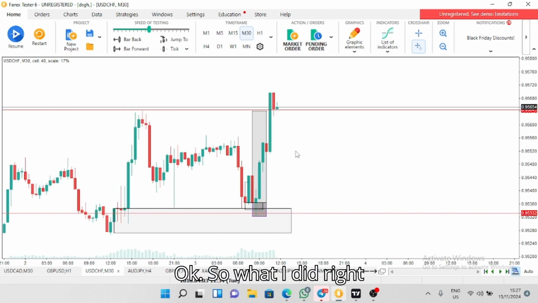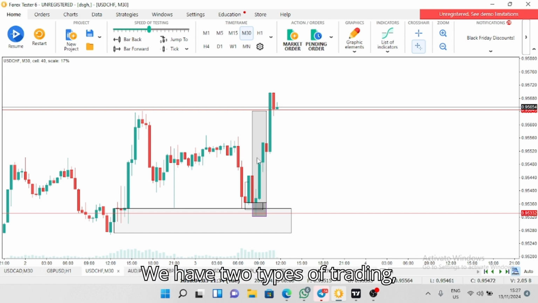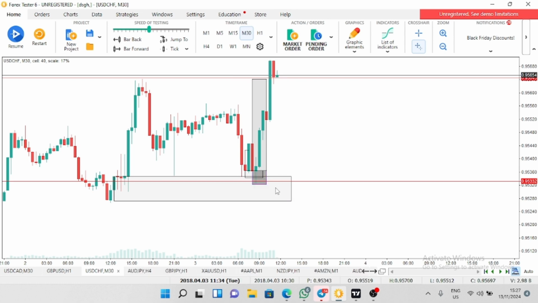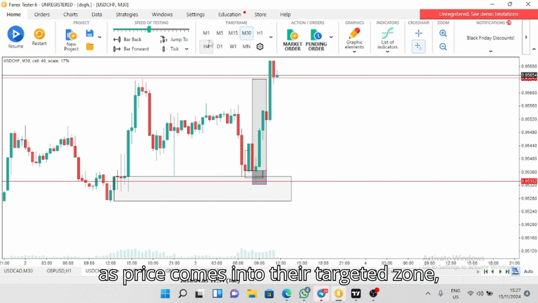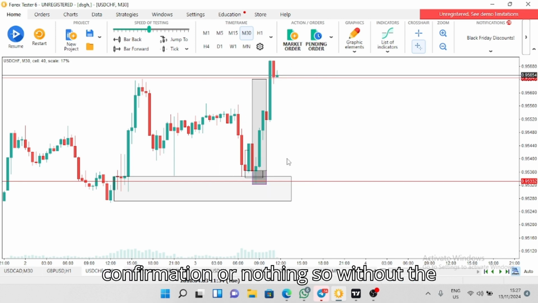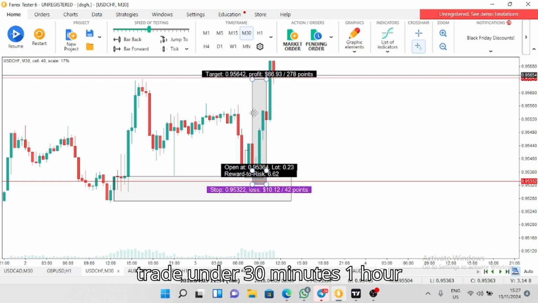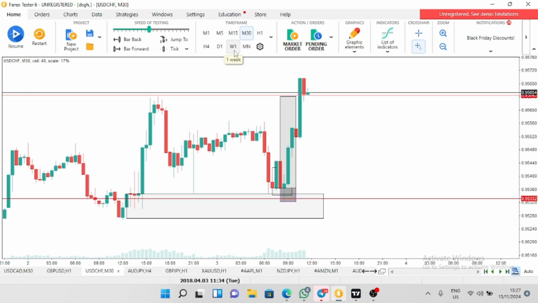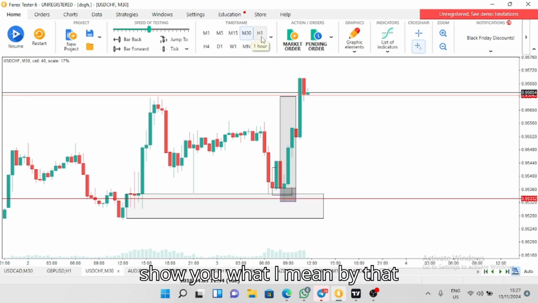Okay, so what I did right now is trading with confluences. We have two types of trading: demand and supply. Some traders will just take the trade as soon as price comes into their targeted zone, whether demand or supply. They don't wait for any confirmation. They trade on the 30 minutes, 1 hour. Those are the long-term swingers. In the next trade, I'll show you what I mean by that.